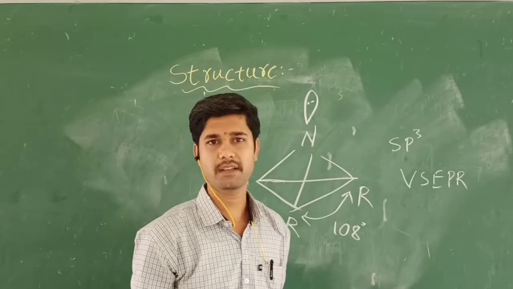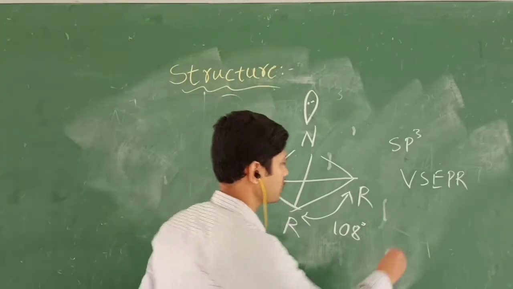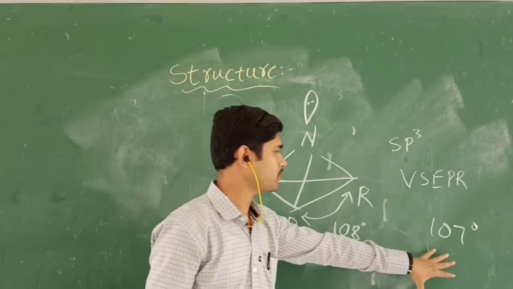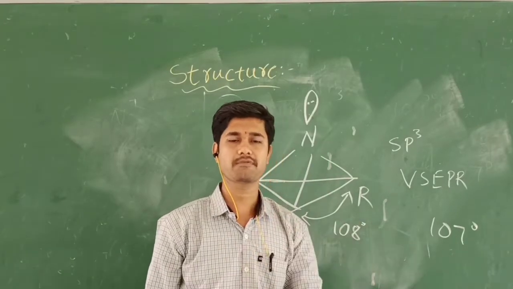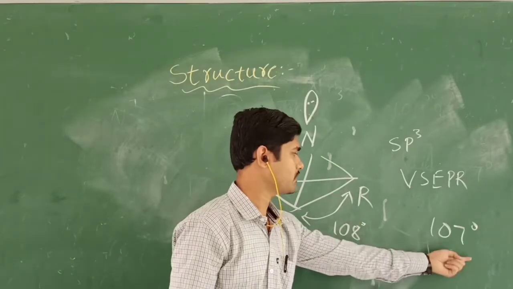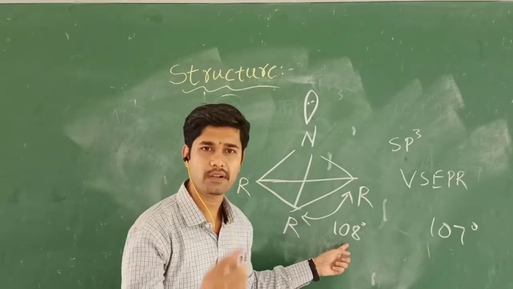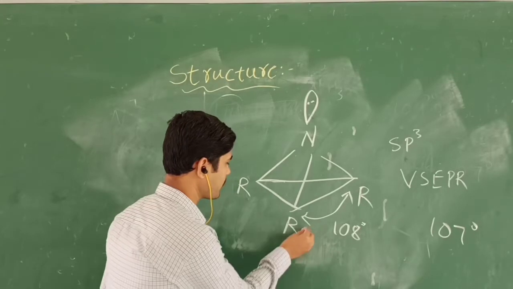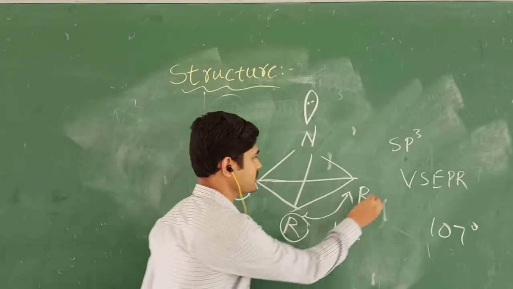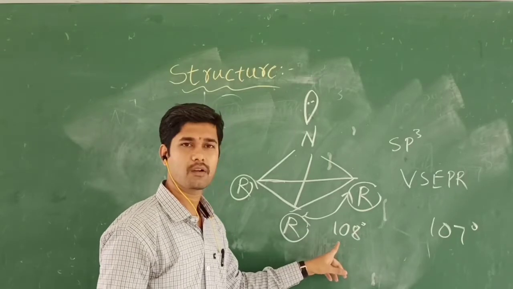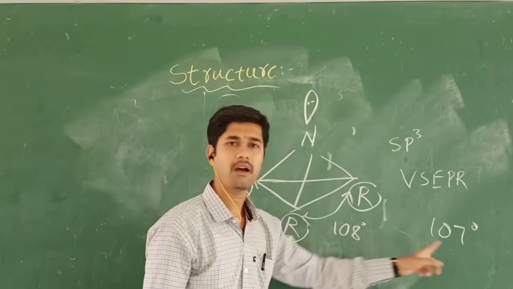Previously, we have seen that in ammonia the bond angle was 107 degrees. We gave the statement that due to the presence of the lone pair of electrons, it gets reduced to 107 degrees from 109 degrees. But here it is increased by 1 degree because of the presence of the bulkier groups. Due to this steric repulsion, the bond angle increases by 1 degree from ammonia.